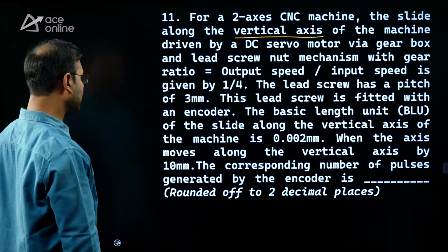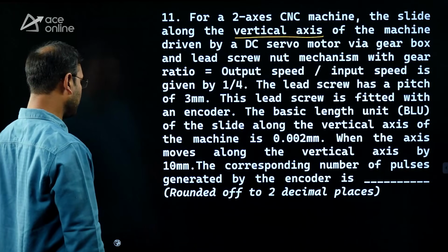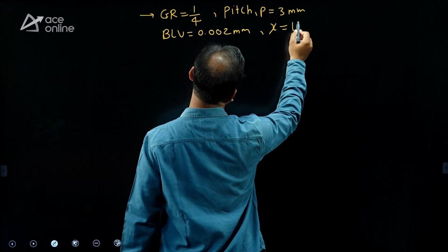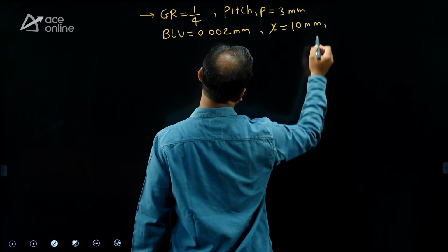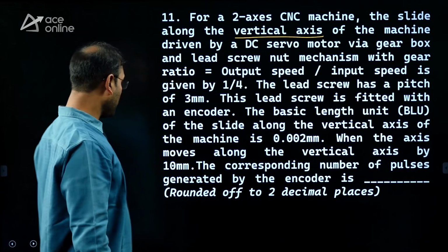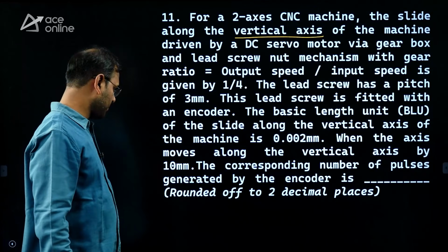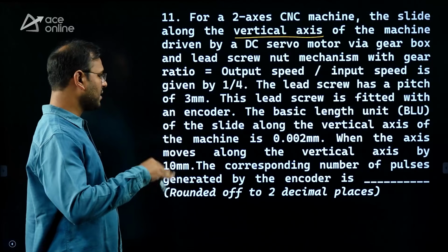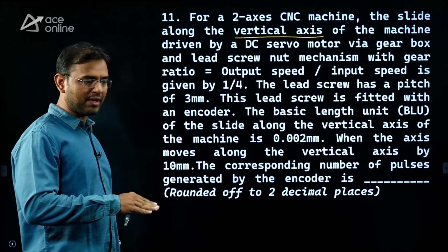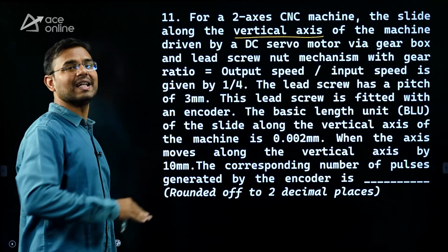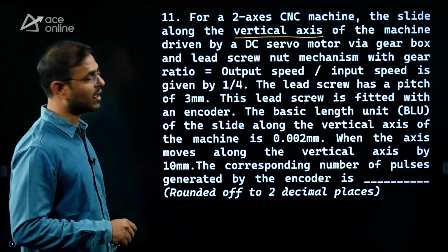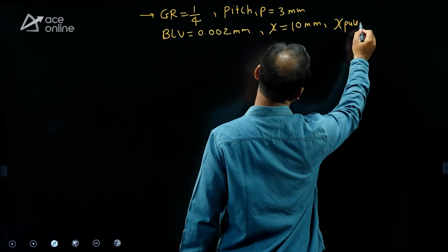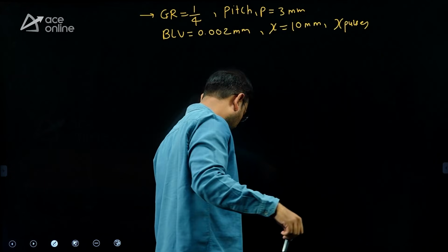When the axis moves along the vertical axis by 10 millimeter, what is the distance traveled? The x distance traveled is 10 millimeter. The corresponding number of pulses generated by the encoder means, to travel a 10 millimeter distance along the vertical axis, what number of pulses is required? Here we have to calculate the x pulses required.